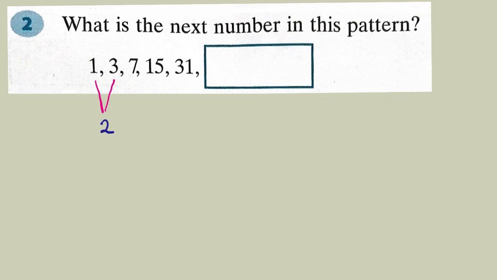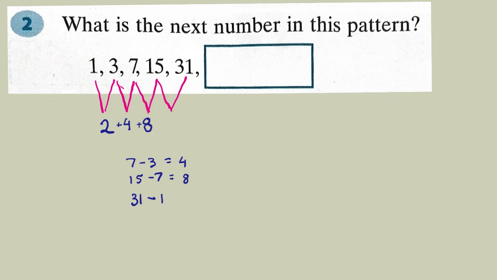Now do the same thing for the others. And the difference between 7 and 3 is going to be 4. So that's 4. The difference between 15 and 7 is going to be 8. So we have 8. And the difference between 31 and 15 is going to be 16. So now we have another pattern that we can look at. Each number is twice the number before that.